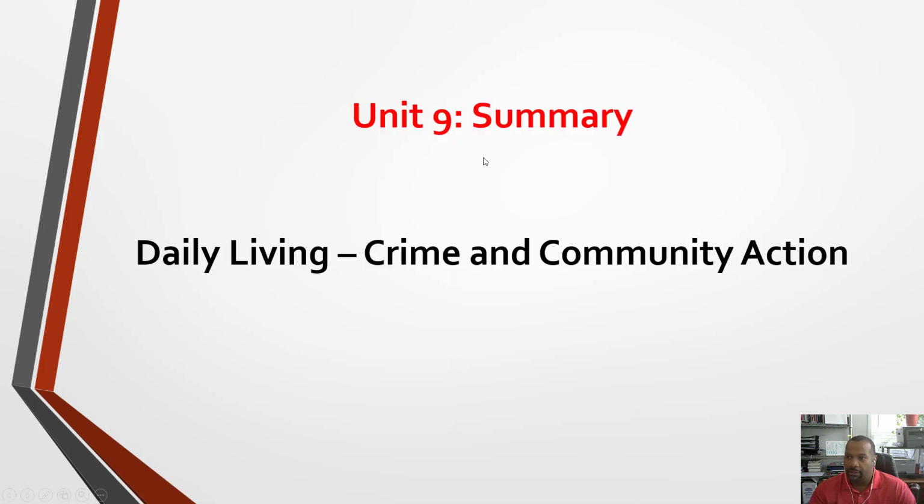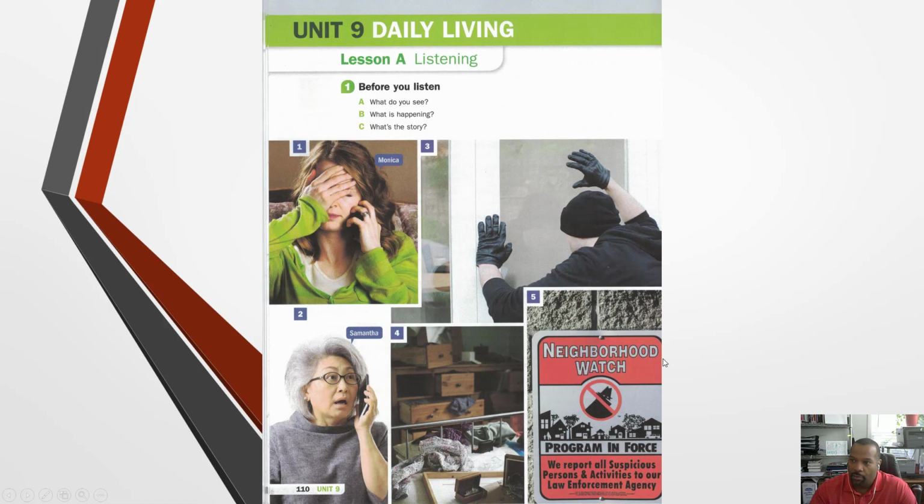So, we're at the end here, but let's do a summary. What we've done is we've gone through Unit 9. We've talked about daily living. Specifically, we've talked about crime and community action. Remember when we started on page 110, Monica's house had gotten broken into. She was talking to her friend Samantha about it. Monica and her husband were at the neighbor's house when the robber broke in and stole some of Monica's things. As a result, Monica and Samantha now want to start a neighborhood watch program to keep the whole neighborhood protected.